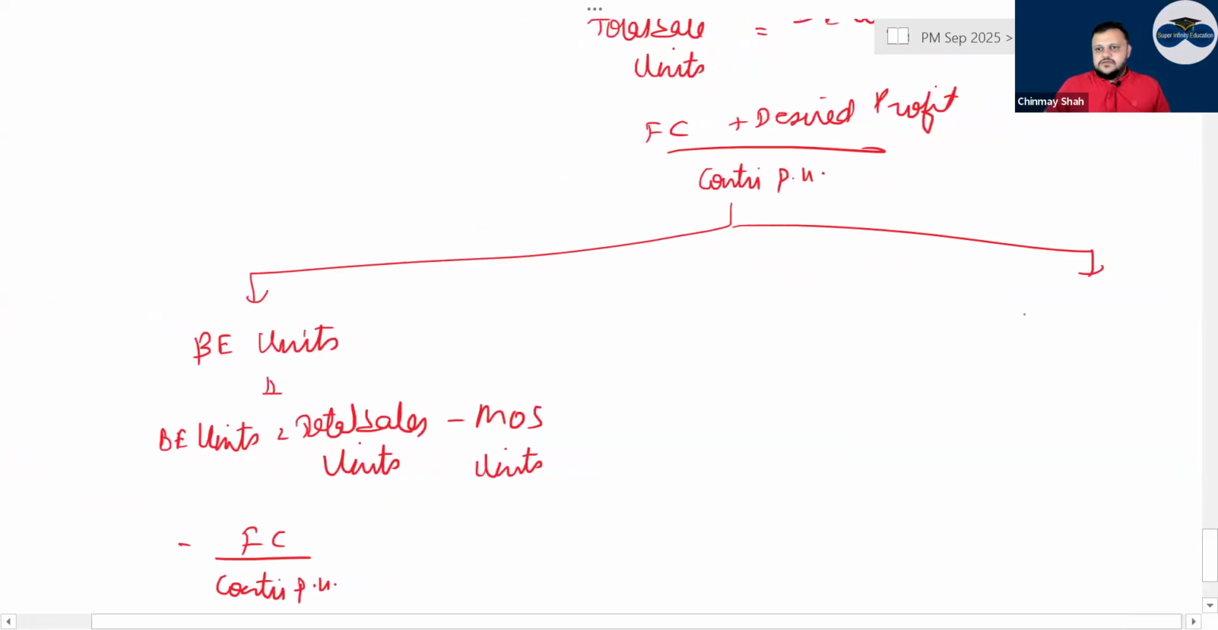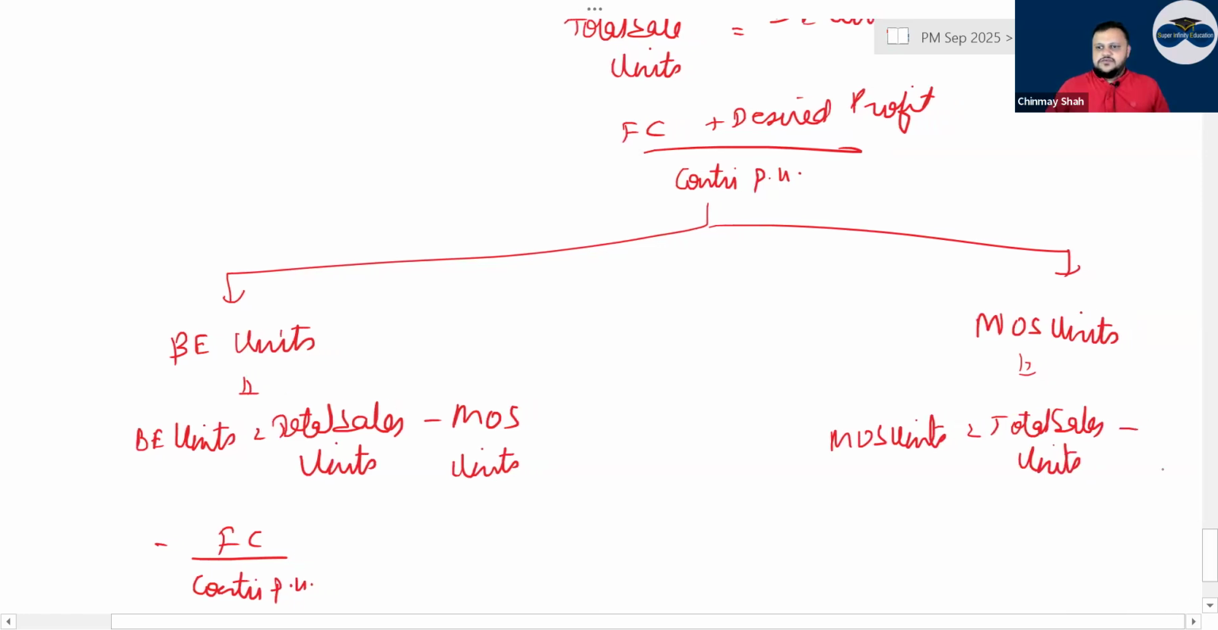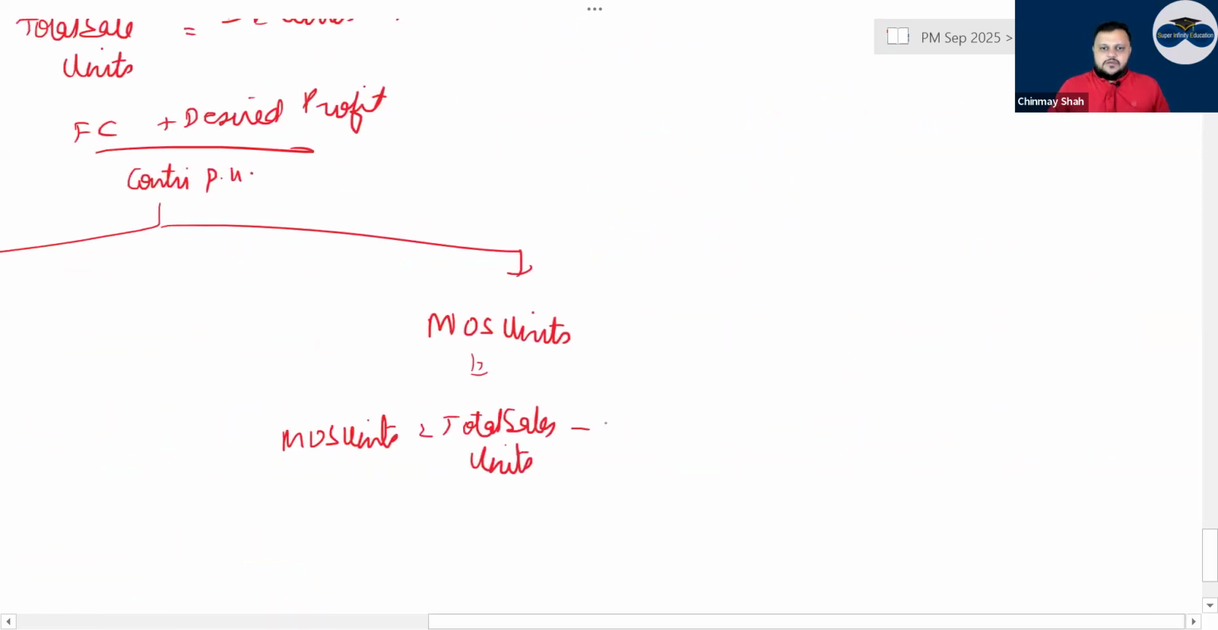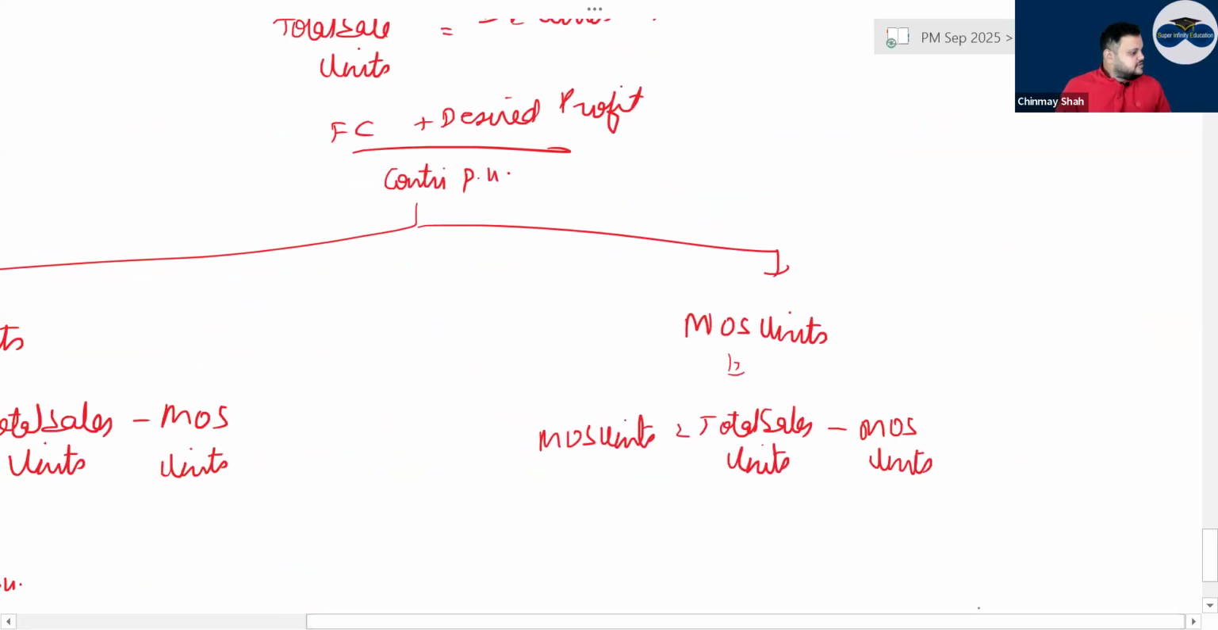Correct. Then you have MOS units. What is MOS units? Total sales units minus B units. Right. Then what is the second formula?